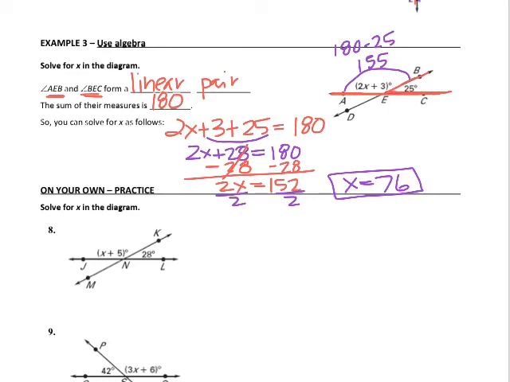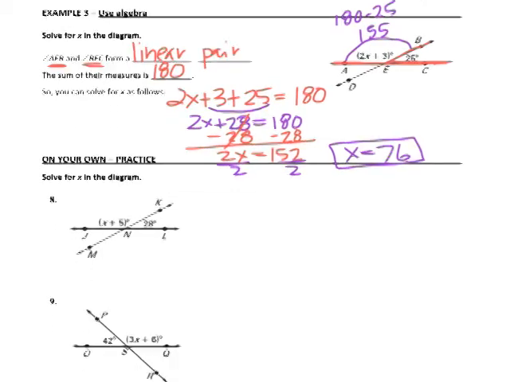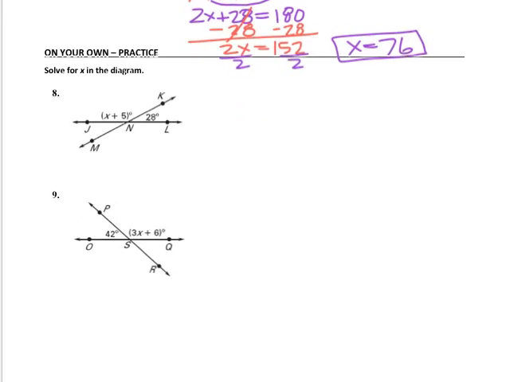You're going to do this same kind of work with numbers 8 and 9. Again, let's take a look at what number 8 asks us to do. It says solve for x in the diagram. So if we're looking at the diagram, you can see here that JNK is an angle and KNL is an angle that's adjacent to it. So you have to determine how to set that equation up.